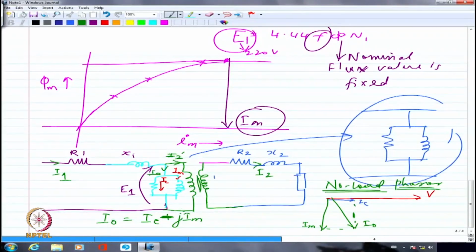Please look at it as a complex number again. I have the core loss component of current which is in the real axis along the positive direction, whereas the magnetizing current is in the imaginary axis along the negative direction. This is my no load current. Is that clear? Now to this, if I want to get what is actually I1, I have to write I1 will be equal to this I0, I am writing this as a vector, plus whatever is my I2 dash. This is also a vector. Both of them are vectors. Are you getting my point?